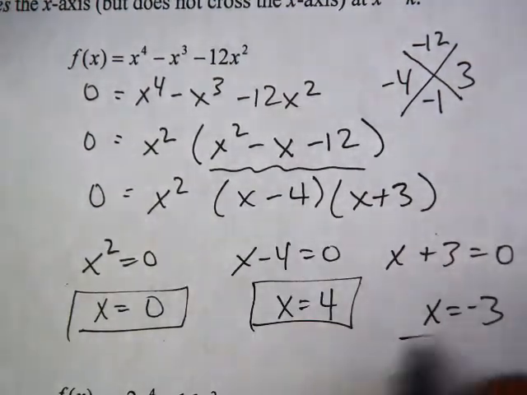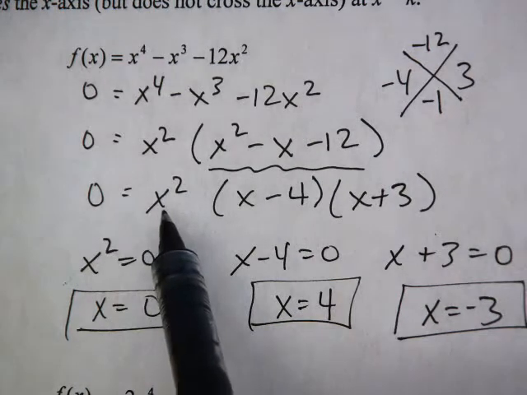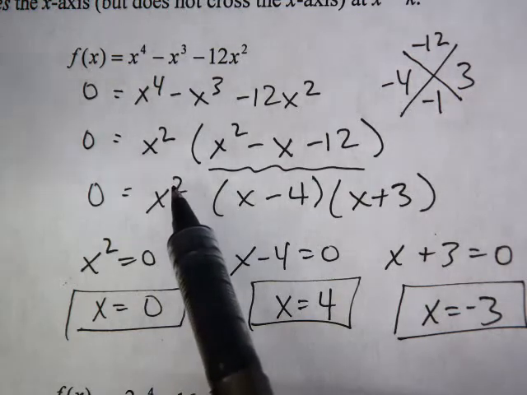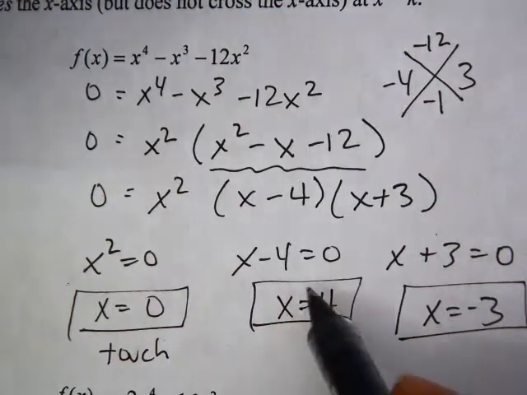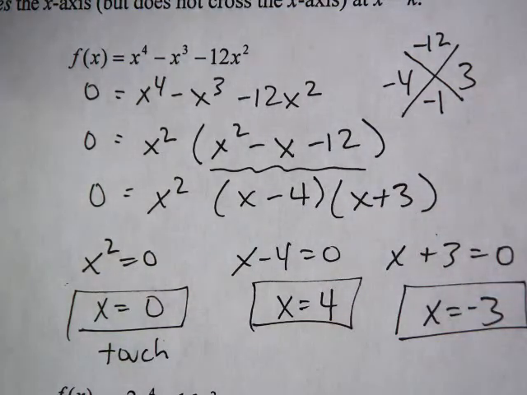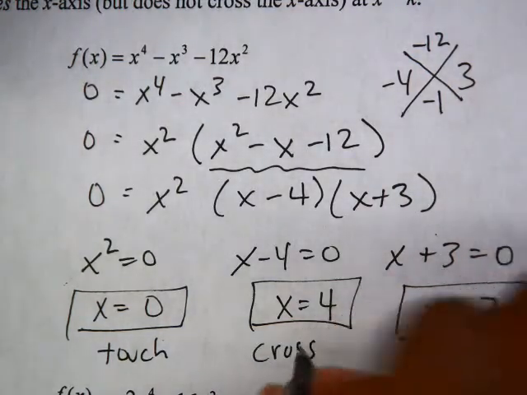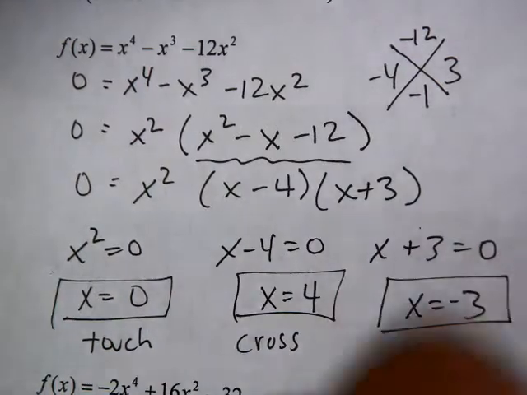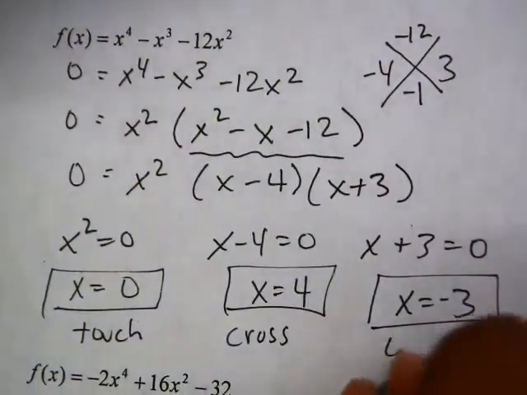Okay. But I need to decide if they cross there or they just touch. So I need to look at the factors. x squared, that's an even power, so that has to just touch there. x minus 4, that's only one of them. It's just x minus 4, it's not x minus 4 squared or anything. It has to cross there. And x plus 3, there's only one of them. It's not x plus 3 squared, so it has to cross there as well.